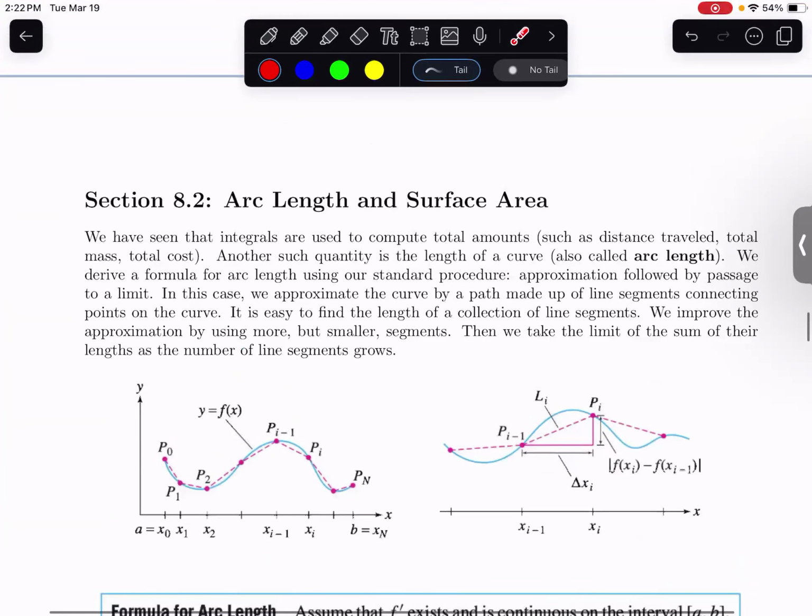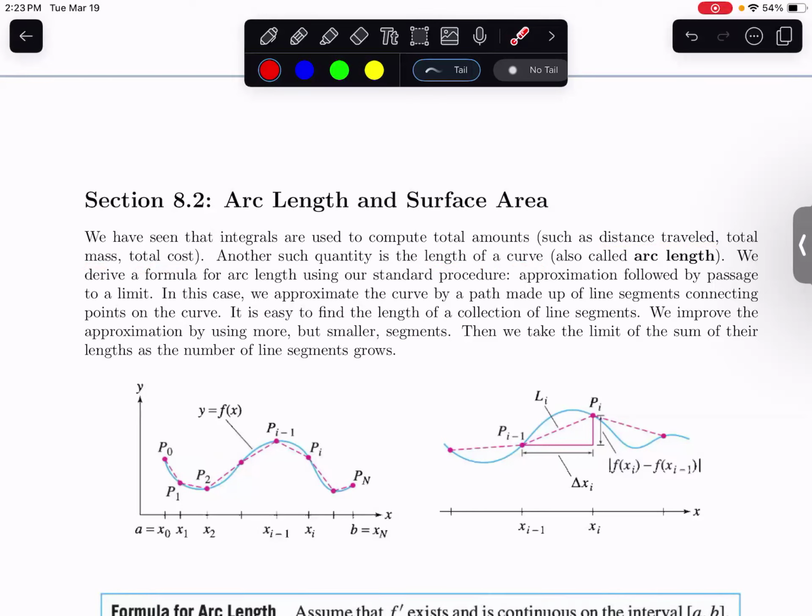But the main idea for arc length, and eventually surface area, the two are related to one another, is it's just another technique you can use integration for in order to compute a total amount of something. So far we've used integration to calculate distance traveled, total mass, total cost, probability, and so on. Another quantity we can calculate with the integral is the length of a curve. So this is going to be called arc length.